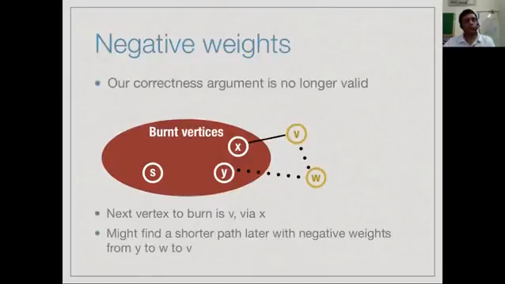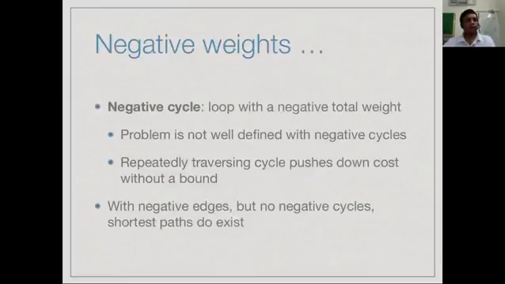However, as we saw, this argument doesn't work if we can have negative edge weights, because we may find later a path via a vertex which we have not burnt yet, which becomes a shorter path to a vertex we have burnt earlier. We also said that allowing negative edge weights is one thing, but allowing negative cycles is not a good idea, because once you have a negative cycle, you can go around the cycle as many times as you want and arbitrarily reduce the length of the path. So the shortest path is not even a well-defined quantity. So long as we have negative edges but not negative cycles, shortest paths do exist and we can hope to compute them.